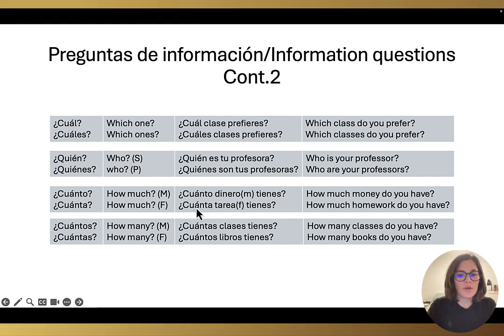But then we have ¿cuánta tarea tienes? La tarea is feminine, so cuánta needs to agree with the feminine noun. ¿Cuánta tarea tienes? How much homework do you have?